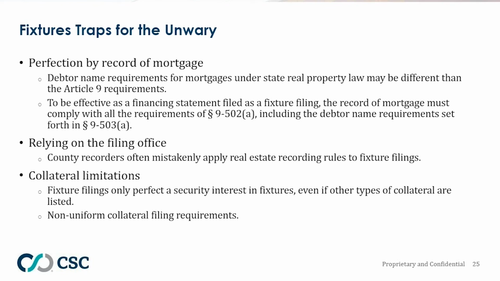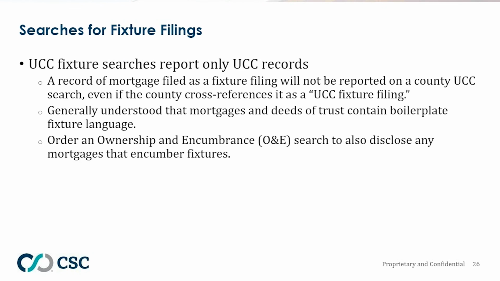I'm going to wrap up quick with a discussion of fixture filing searches. Bear in mind that when ordering a search of fixture filings, the search is only going to report UCC records that are filed on UCC forms in the land record offices. It's not going to look for fixtures at the central filing office of the state where the debtor is located unless that's a separately ordered search. And it will not include a record of mortgage that is effective as a fixture filing.